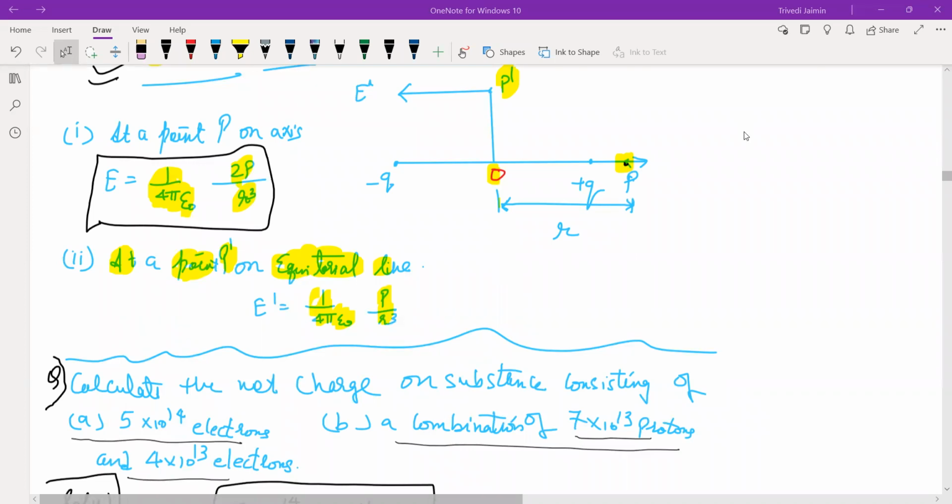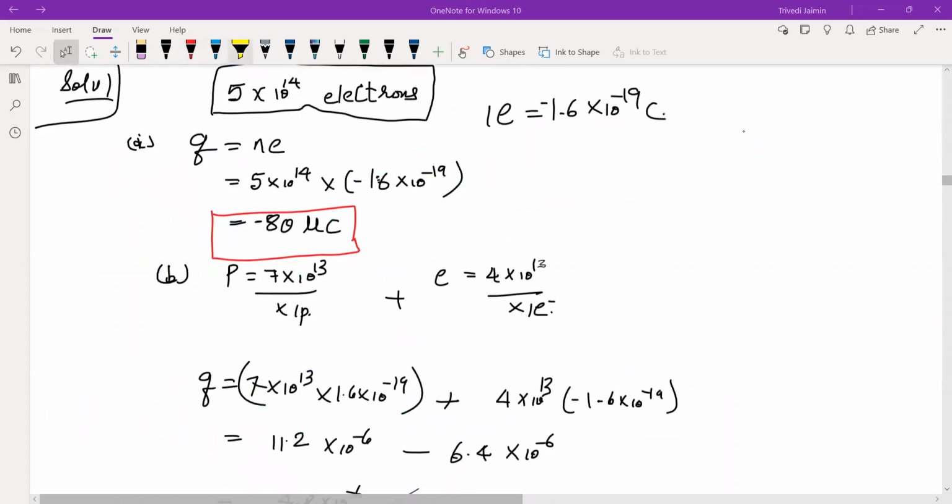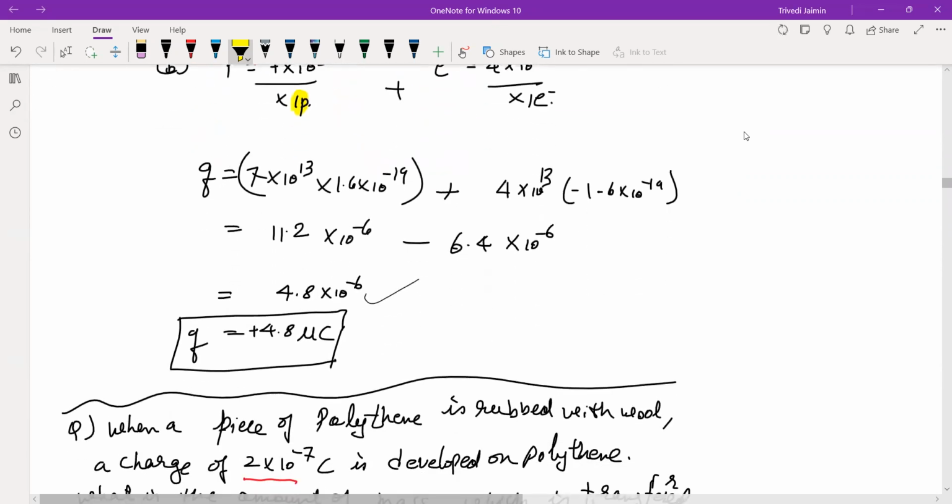You have taken enough time to solve. Come on, check your answer. For the first one, it is electrons, so we will get minus 80 microcoulomb, or 8 into 10 to the power minus 5. For the second, we need to add both charges. For protons it is 11.2 and for electrons it is 6.4, so both are almost the same. 11.2 minus 6.4 is 4.8.